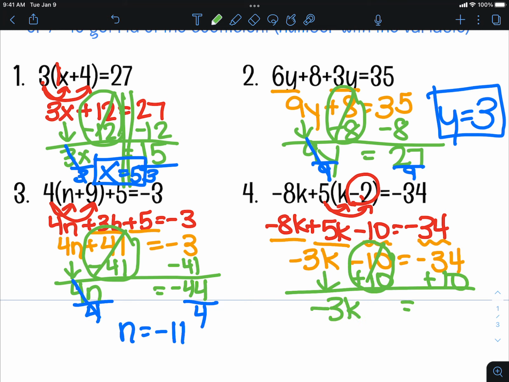All right, and then lastly, to get that coefficient by itself, it says -3 times k. The inverse of multiplication is division. I have to make sure I divide on both sides. Any number divided by itself is 1, and 1k would be just k. And if I divide over here, a negative divided by a negative is a positive, and 24 divided by 3 is 8. So k is equal to 8.